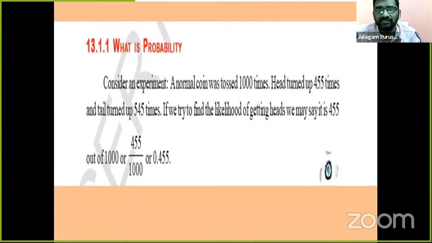So next, children, we give a detailed definition. We try to give a different definition of probability. What is probability? Listen carefully, children. Consider an experiment. A normal coin was tossed 1,000 times. Head turned up 455 times, and tail turned up 545 times. If we try to find the likelihood of getting heads, we may say it is 455 out of 1000, or 455 by 1000, or 0.455.